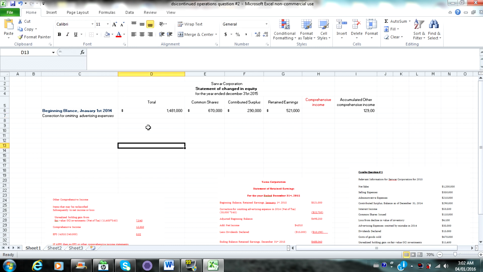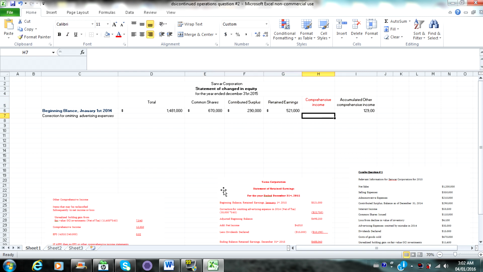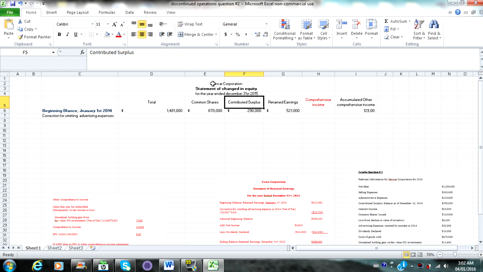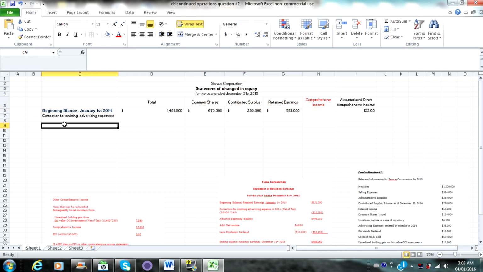What you're going to notice in this statement is, since it is designed to showcase all the changes throughout these accounts, it's going to replicate all the information on the statement of retained earnings. They show the same thing, except this statement of changes in equity not only showcases retained earnings, but showcases all of them.